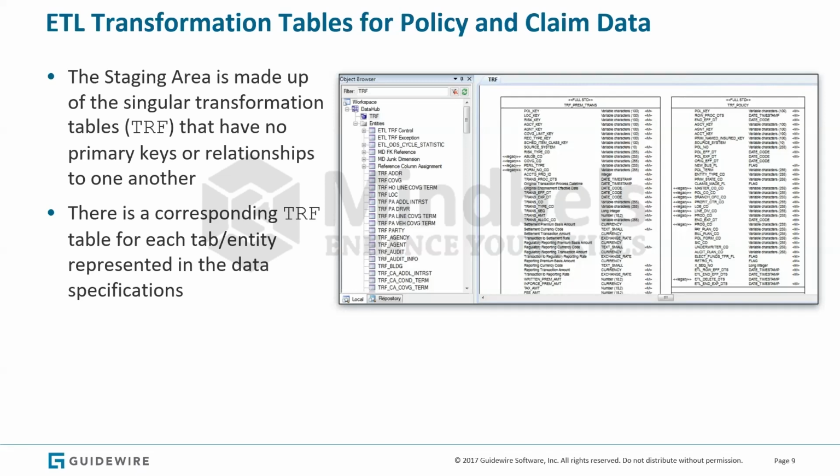So the staging tables come one-to-one directly from the source. After staging, all the data is pushed to the TRF tables. You could see over here TRF PA driver, personal auto line coverage term. These are all entities, and every entity will have its own TRF table.